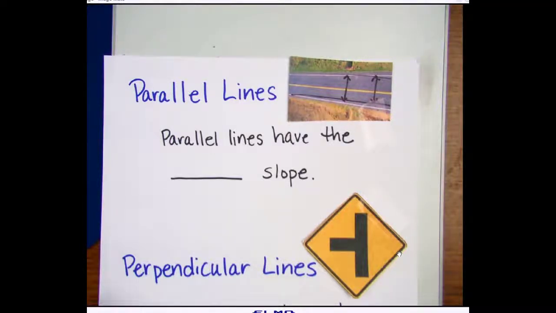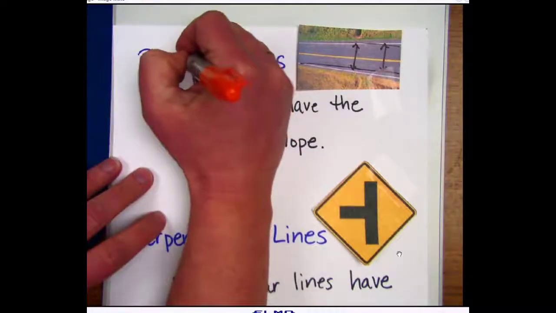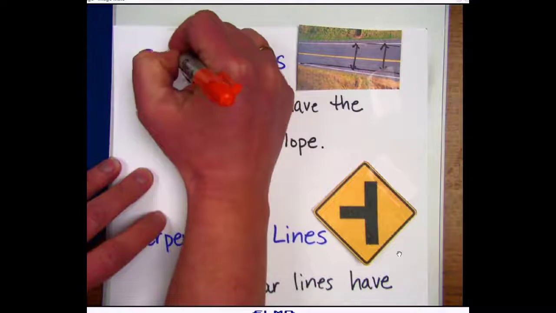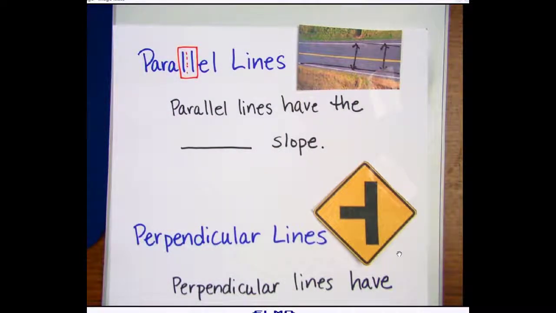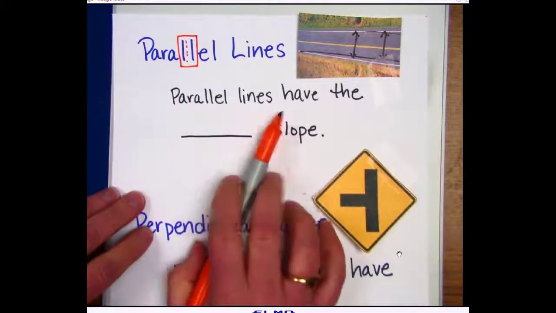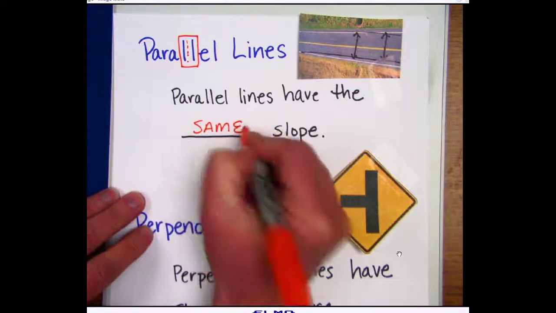And what's really cool about the word parallel is if we write it this way, there is a set of parallel lines right here in the middle, just like our road. Okay, kind of cool. Now what we know about parallel lines is parallel lines have the same slope.